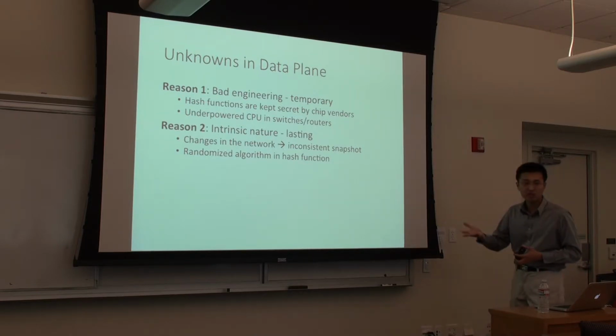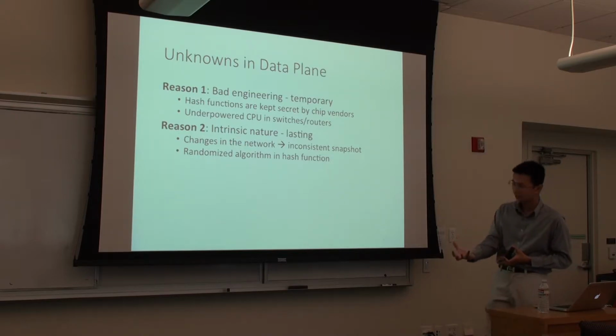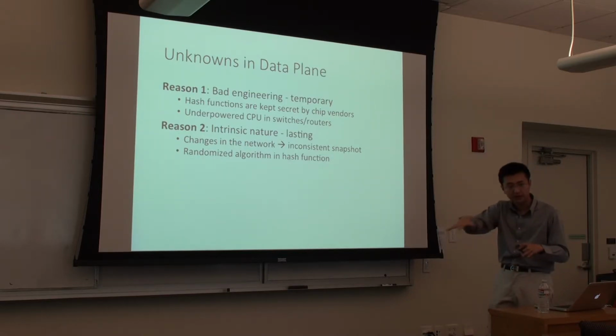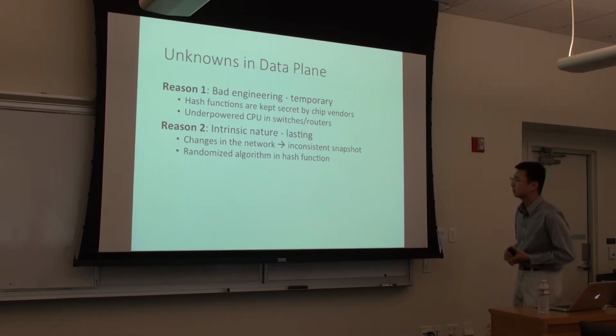For example, the changes in the network. If you have a large network, then inevitably you have a lot of things going on in your networks. So the result is that you have this inconsistent snapshot of your data plane, so that you don't know the exact state of your data plane.